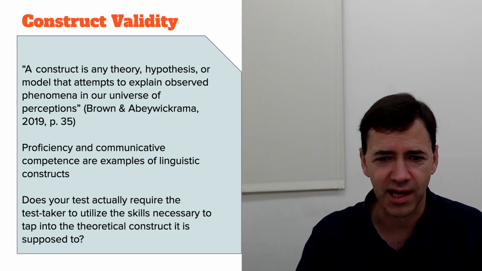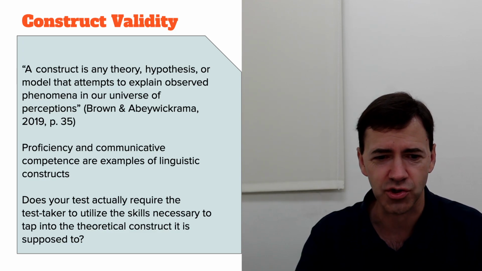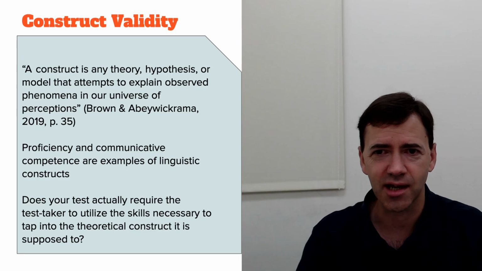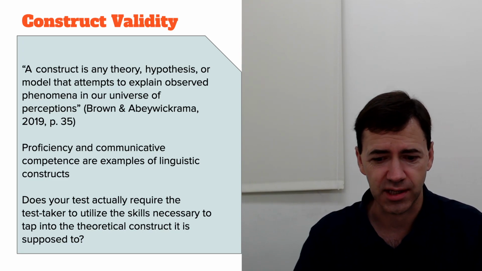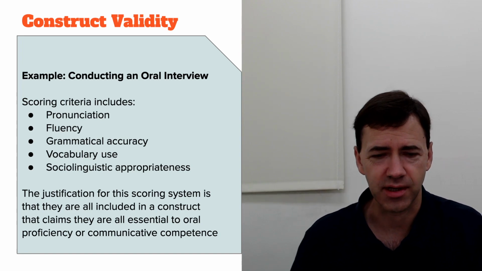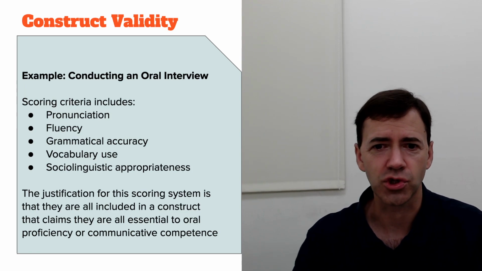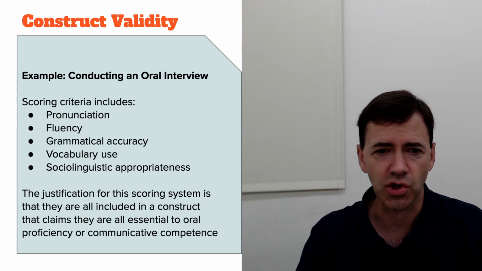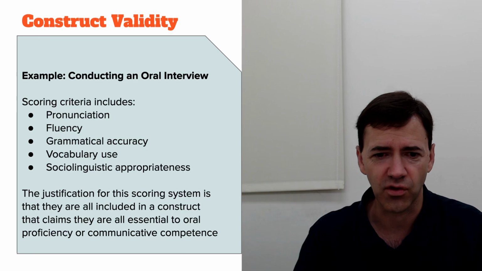So does your test actually require the test taker to utilize the skills necessary to tap into the theoretical construct it is supposed to? If you're testing their English proficiency, does your test actually show us what their English proficiency is? Okay, so for example, here's one. You're going to conduct an oral interview with a student or a future worker or something like that. So your scoring criteria includes their pronunciation, their fluency, grammatical accuracy, vocabulary use, and sociolinguistic appropriateness.